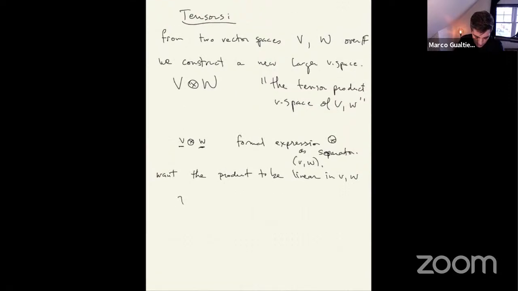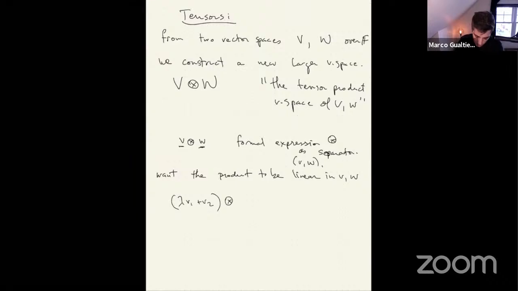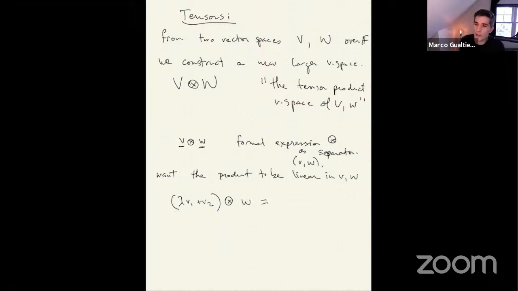So in other words, if I take lambda V1 plus V2, this is a vector in V. And if I take the product with W, then whatever this product is and wherever it lives, I don't know, wherever it is in Disneyland, okay, I want it to be true that this is equal to lambda times the V1 tensor W vector plus, and this is the operation of the vector space that I haven't yet defined, right? Plus V2 tensor W.